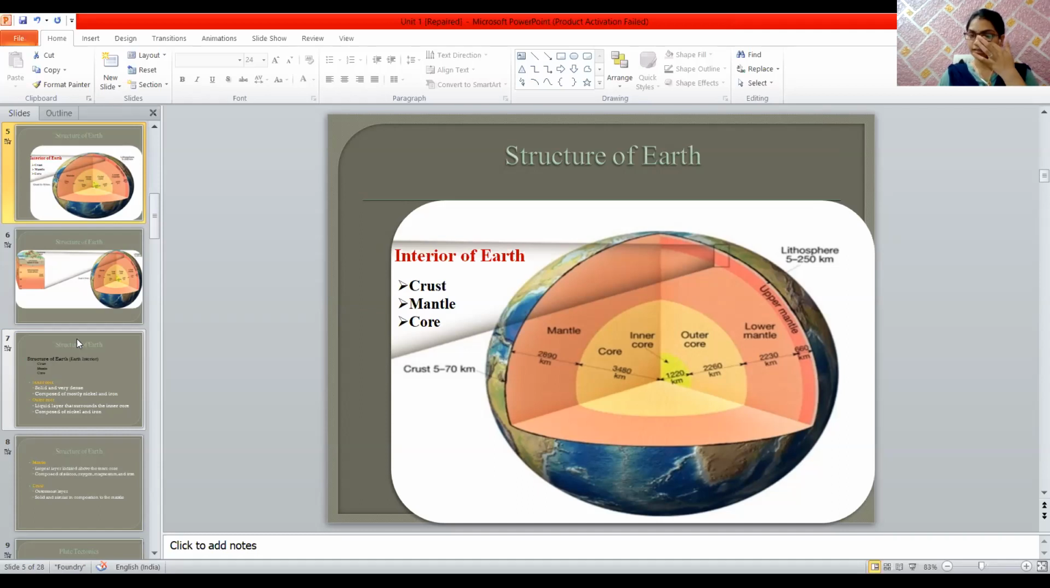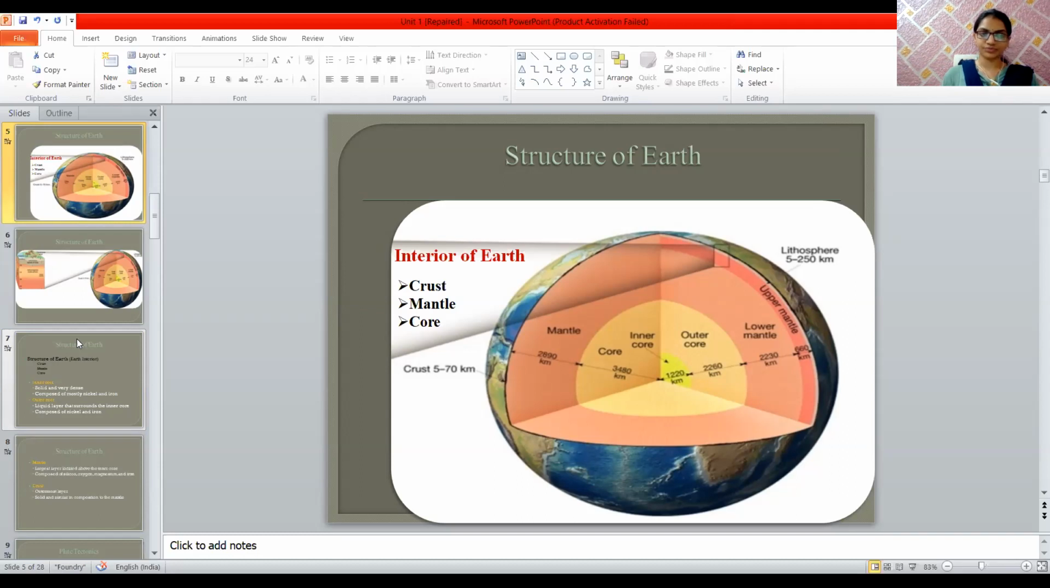In this diagram we see the innermost and outermost parts of the earth, inner core and outer core. Then the mantle is also divided into two parts: lower mantle and upper mantle, and the crust is the topmost part of the earth. In this diagram, we are seeing the distances of the inner core, outer core, lower mantle, upper mantle, and crust.